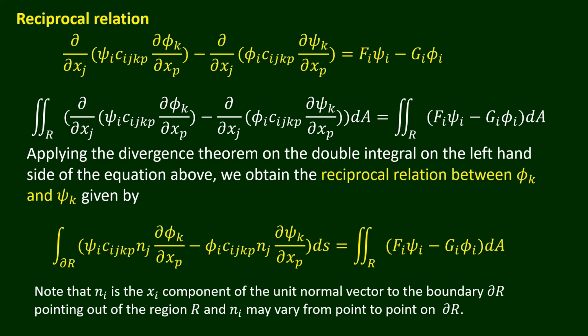Note that ni is the xi component of the unit normal vector to the boundary del R pointing out of the region R, and ni may vary from point to point on del R.